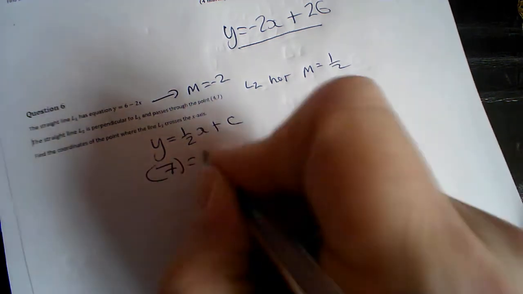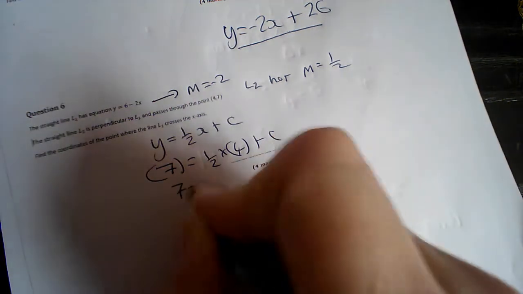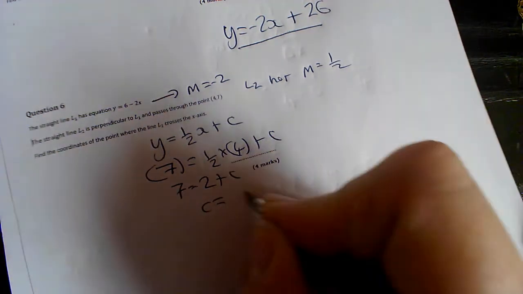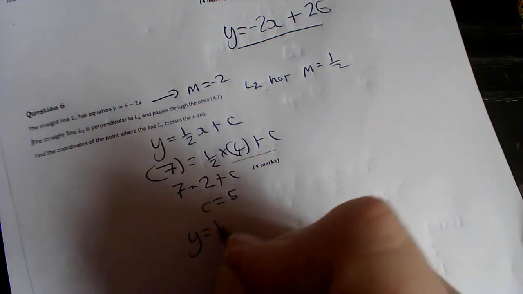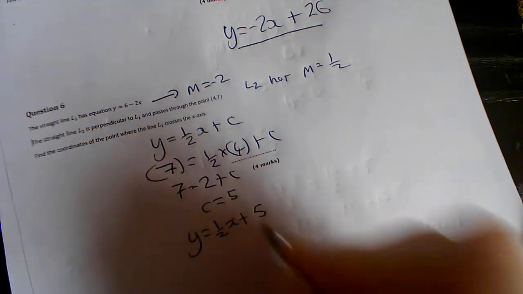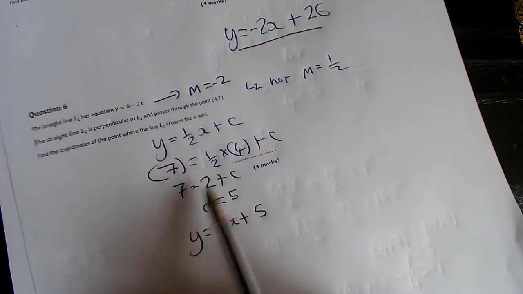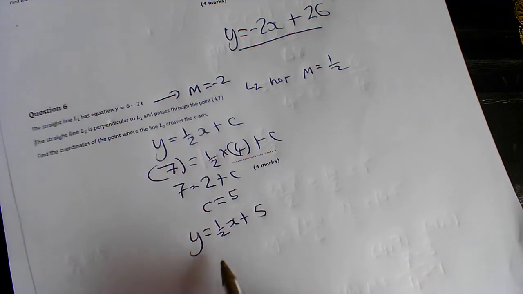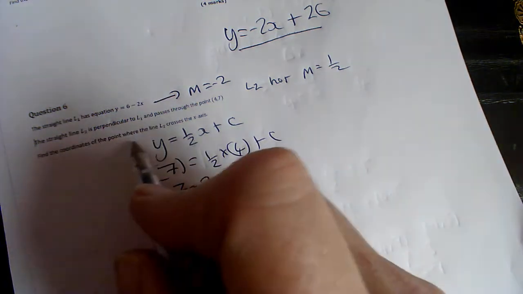So 7 equals a half times 4 plus c. 7 equals 2 plus c. C equals 5. So you've got y equals a half x plus 5. So again, we know the gradient, and we know the point it goes through. That's not the final job though.